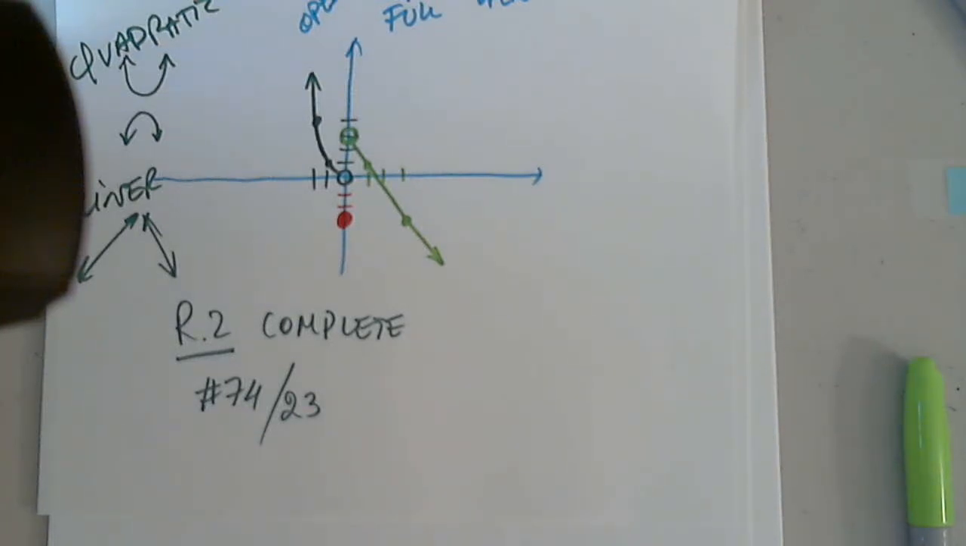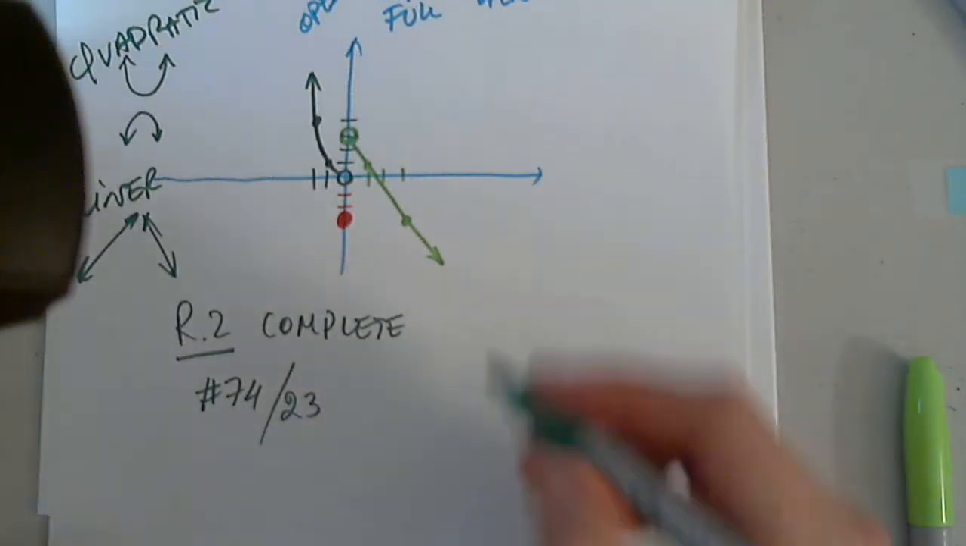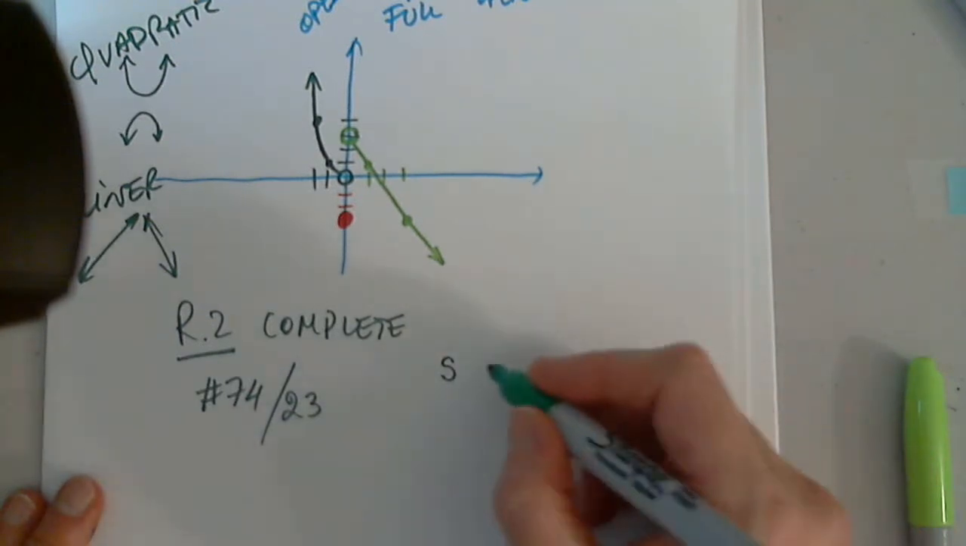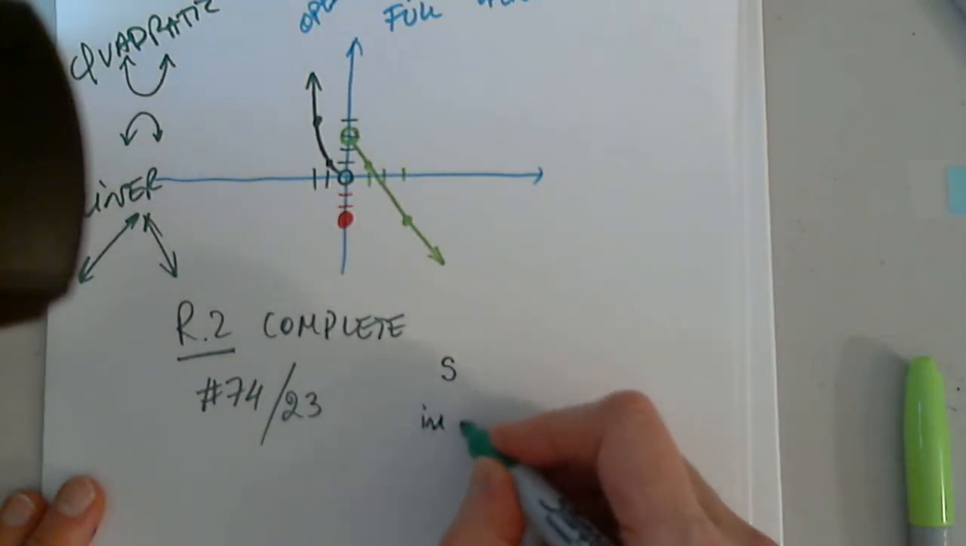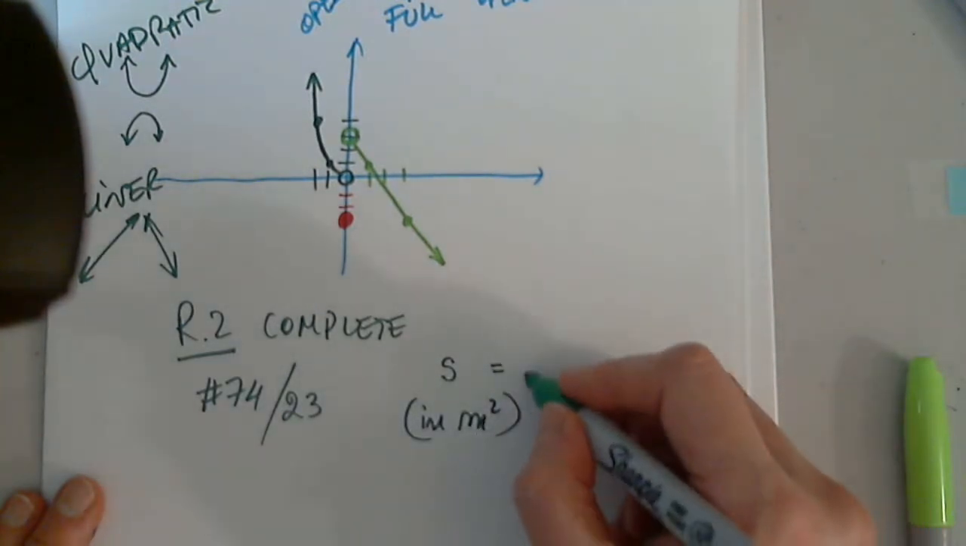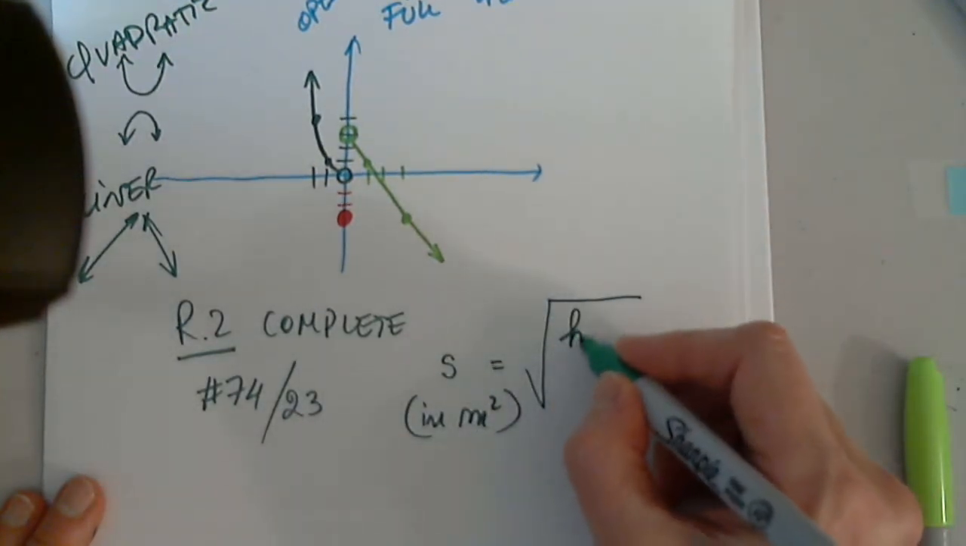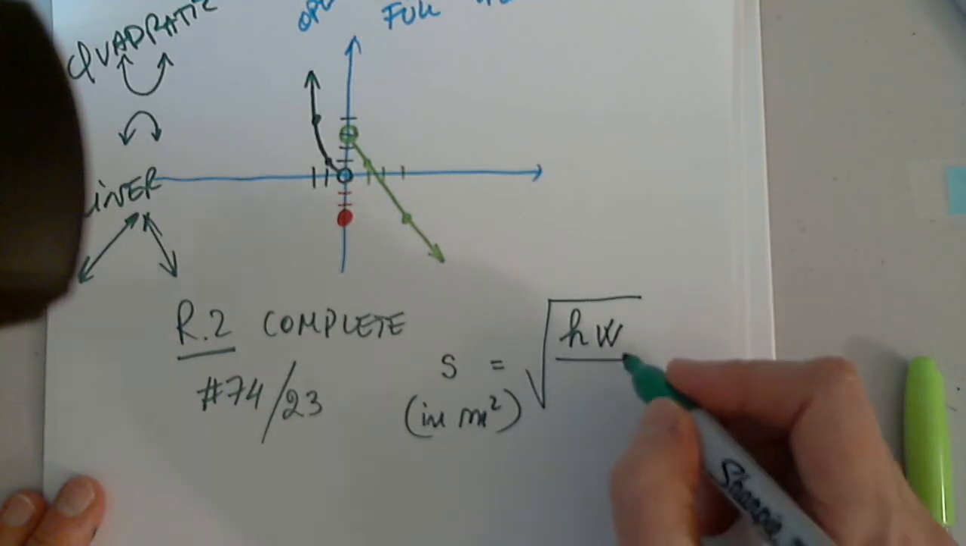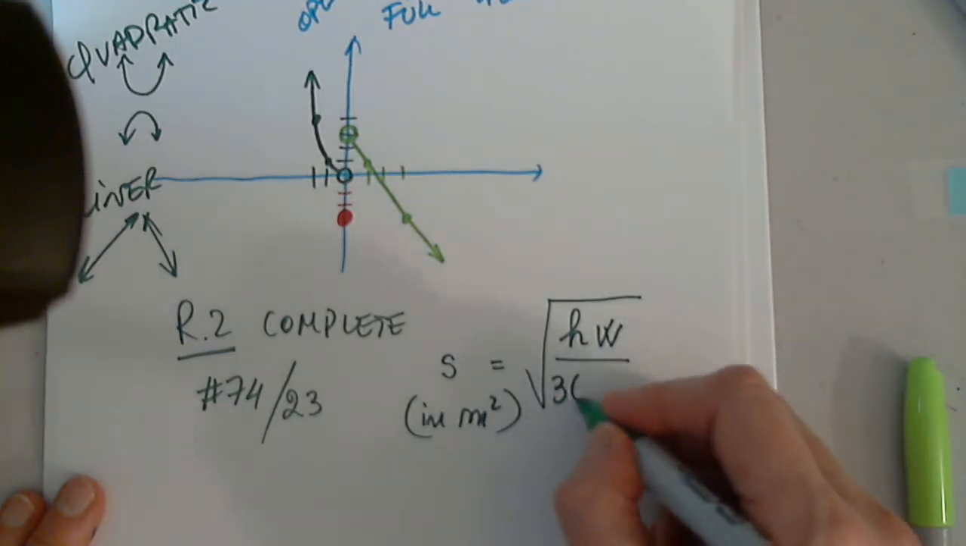And we have a formula. So the formula is lowercase s, measured in square meters, and the formula is the square root of HW over 3,600.